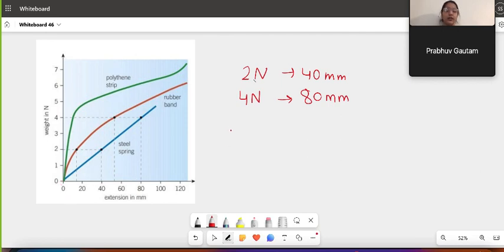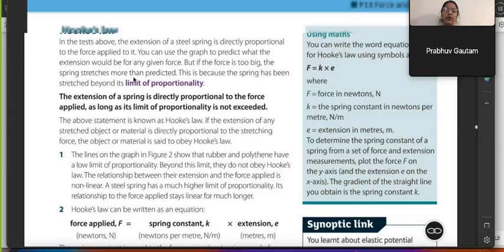But there is one law, Hooke's law. So what is Hooke's law? Hooke's law states that as we are increasing the weight or as we are increasing the force, the extension is also increasing. That means the weight is directly proportional to the extension. But there's one thing you also have to consider, proportionality.